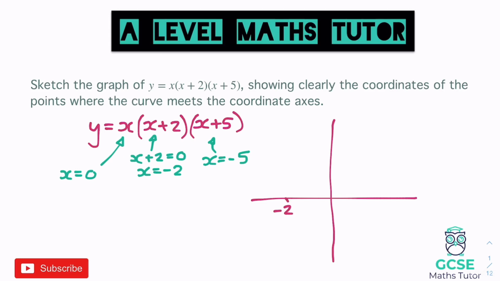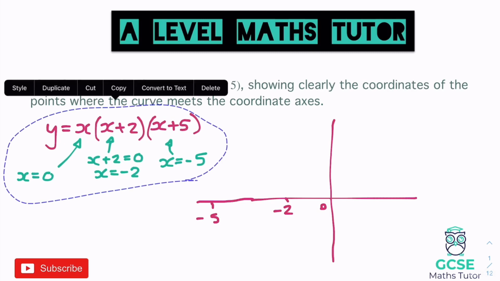We've got x is negative 5, so actually I need to extend this a little bit because it's going just into the negative area, so we've got negative 5 over here. And then we've also got 0. There we go, so I'll just put 0 over there. So I need to draw a cubic that's going through these 3 points. Now let's just move this out of the way slightly.